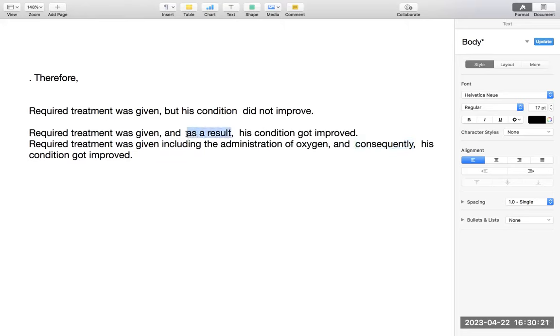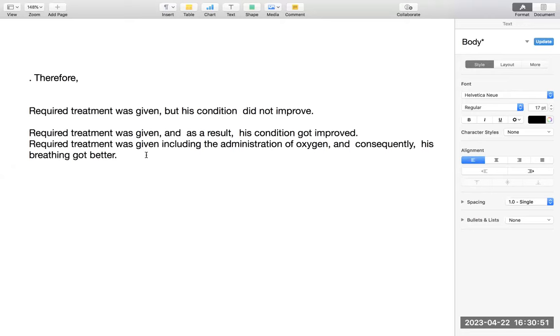Required treatment was given and as a result his condition got improved. Required treatment was given including the administration of oxygen and consequently his breathing got better. Consequently his breathing got settled. Everything got better. So that depends upon the situation. So it is not that we have to make a specific line.